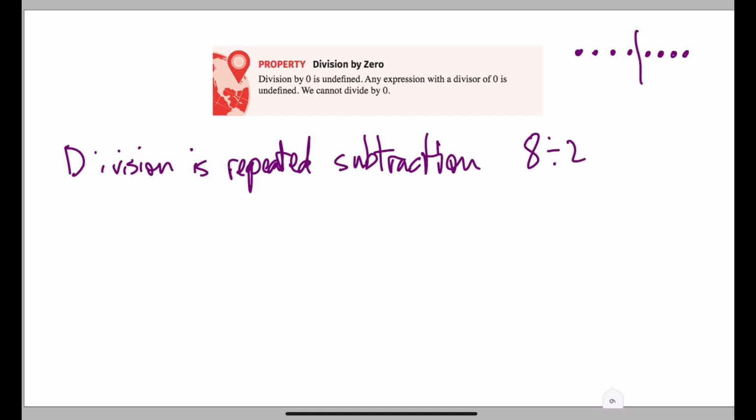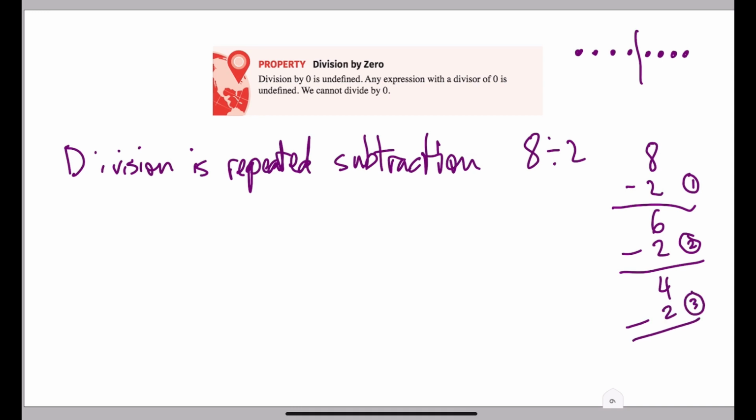That's one way to think about it. Another way to think about it is as repeated subtraction. So if I take 8 and I take away 2, I've taken away 1, 2, I'd have 6 left. If I take away another 2, that's the second 2, I'd have 4 left. If I take away another 2, the third 2, I'd have 2 left. And if I take away 2 more, I'd have 0. And that's the fourth 2. And that's why 8 divided by 2 is 4, one of the ways to think about it.